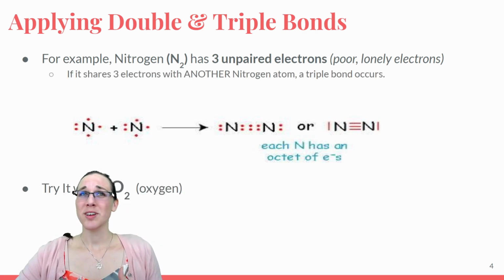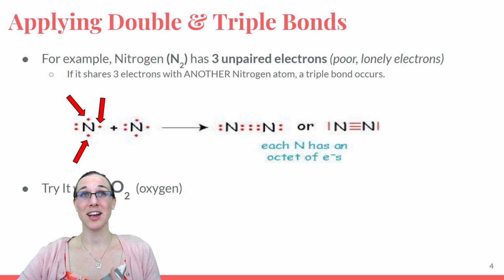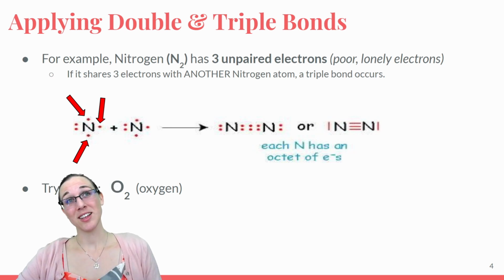So if you're not sure where these lonely electrons are coming from, here's a few arrows. So those are the 3 lonely electrons I'm talking about, and they're going to pair with the same 3 lonely electrons on the other nitrogen atom in order to create this triple bond. Let's see if you understand the concept by trying it with oxygen, O2.